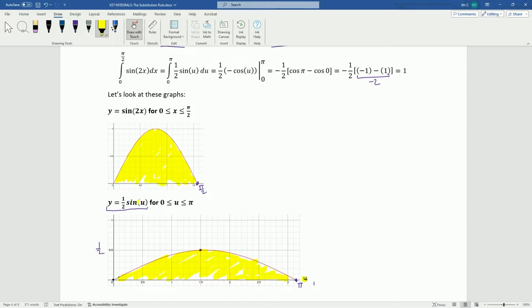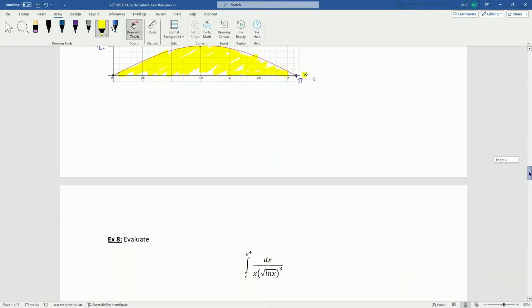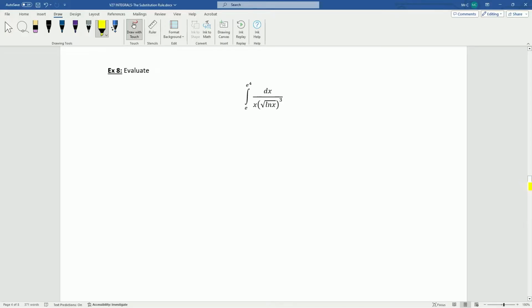Okay, so hopefully that makes sense and gives you some understanding of why it is absolutely critical that you always change your bounds when taking this approach to evaluating these definite integrals. But let's go ahead and tackle some problems. Now, there is one alternative that you can use.